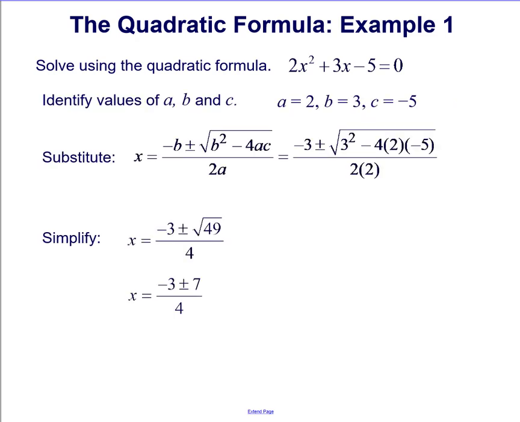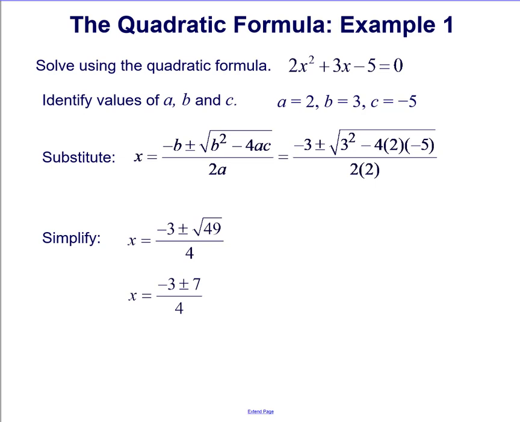So that would be our first step. We want to identify the values of a, b, and c. So based on this above equation, a is going to equal 2, b will equal 3, and c will equal negative 5. Now the general quadratic equation is right here. It's x is equal to minus b plus or minus the square root of b squared minus 4ac over 2a.